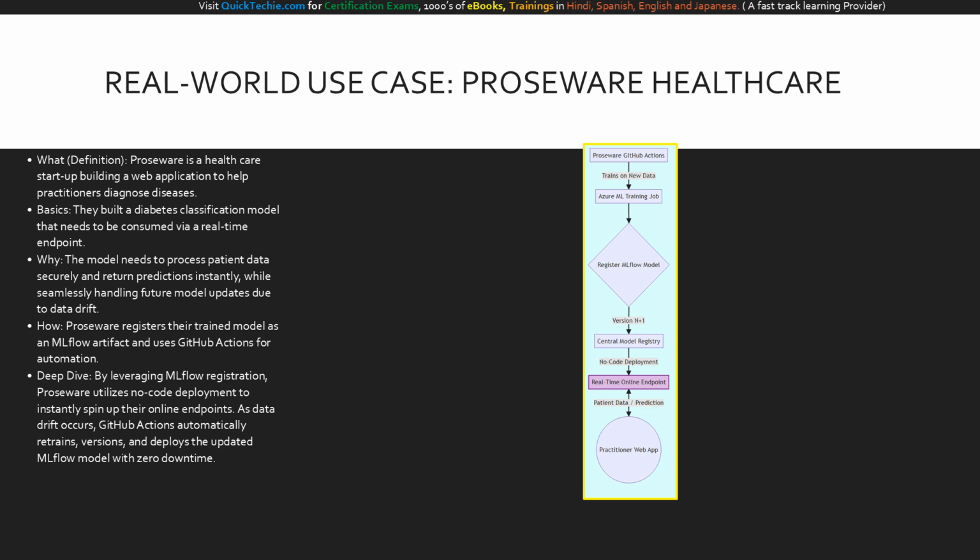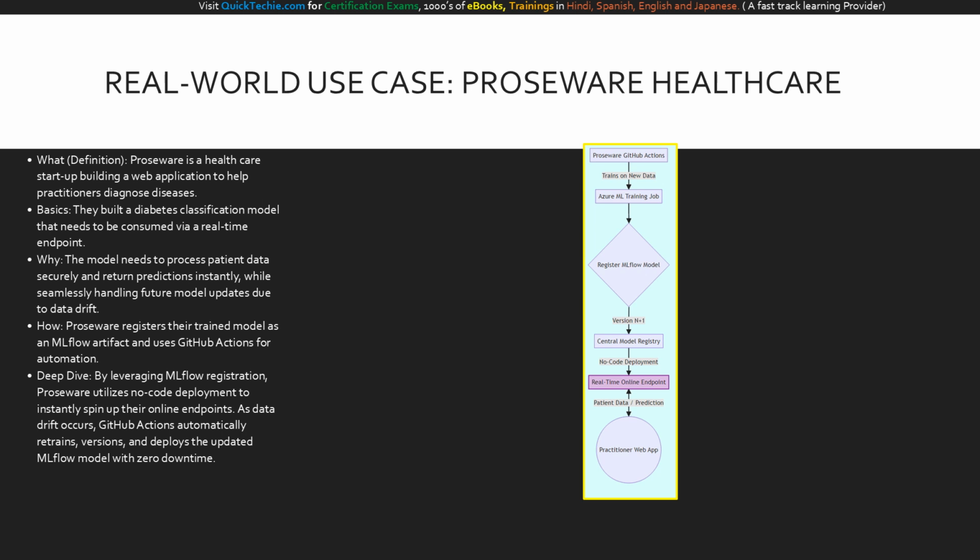Prosware engineered a pipeline where the model is explicitly packaged and registered as an MLflow model. This registration unlocked no-code deployment, allowing them to spin up live endpoints instantly without custom scripts. Now, whenever data drift is detected, their GitHub Actions pipeline automatically retrains the model, increments the registry version safely, and updates the live endpoint with zero disruption to the doctors using the app.